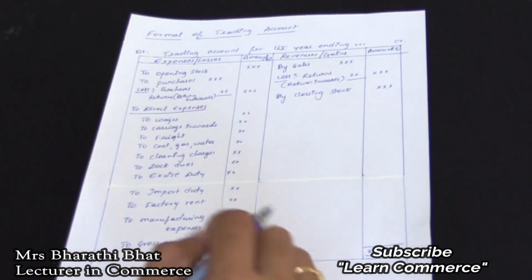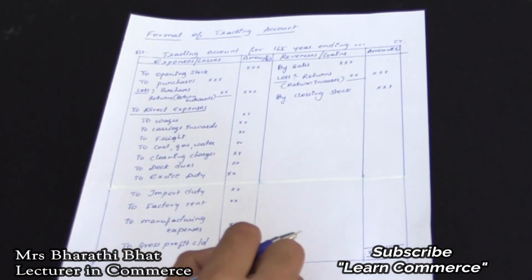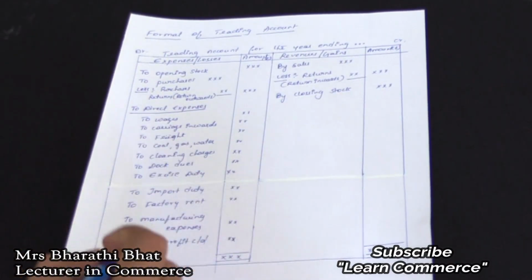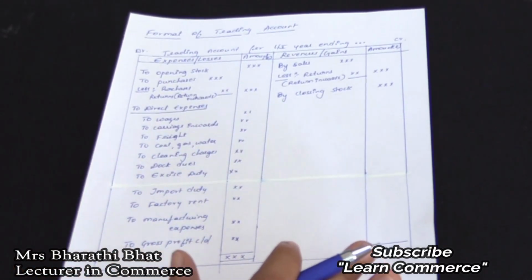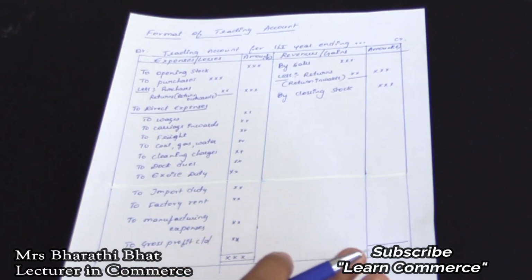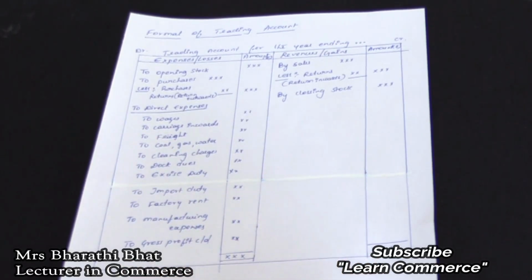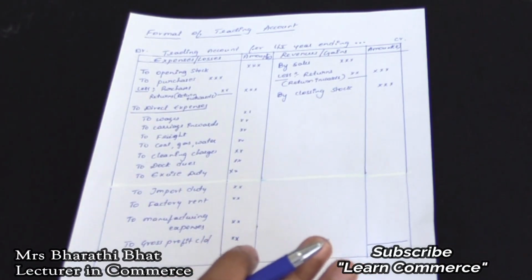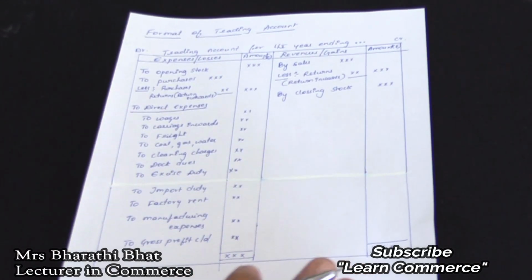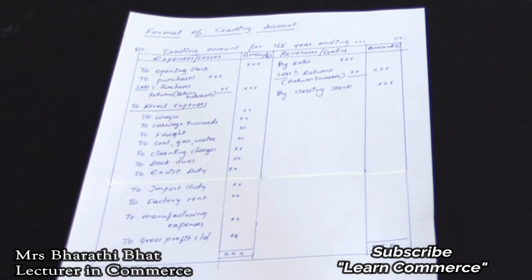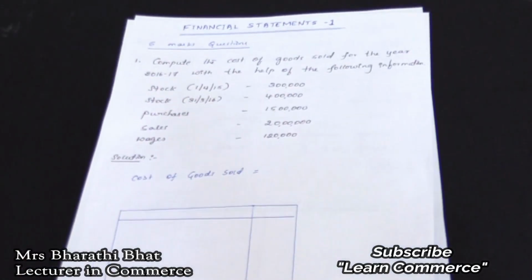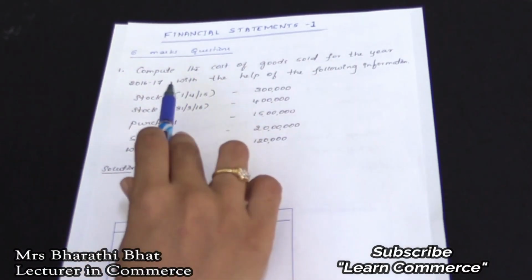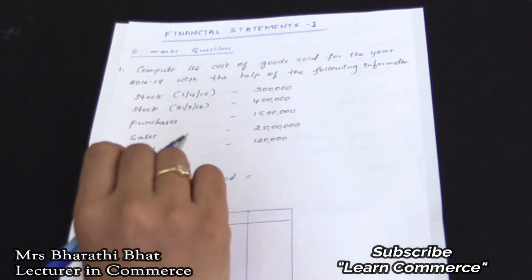Just carefully see and practice this format, as it is a very important format. Let's see how we can prepare a trading account with the help of a trial balance or the required information. Before that, one illustration relating to the computation of cost of goods sold. This question carries 6 marks.